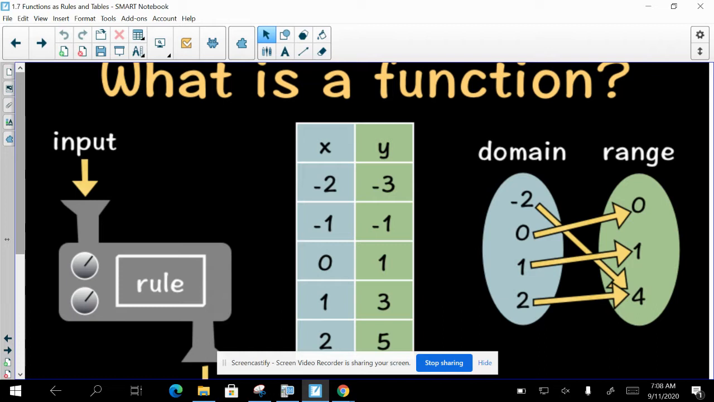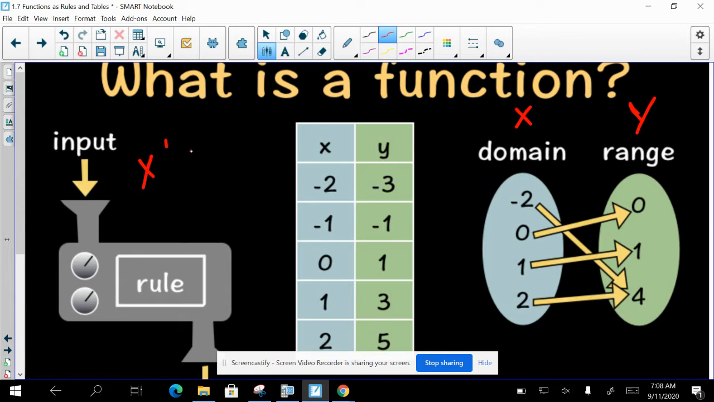So all of the numbers in the input also represent the domain. So the domain is the same thing as x, and the range is the same thing as y. You're probably familiar with these terms, so this is going to be a little bit of review. Now, the criteria in order to be a function is that every x can only go to one y. So the x's can't repeat. X's can't repeat. But the y's can.